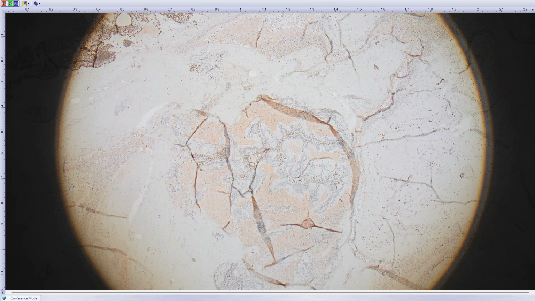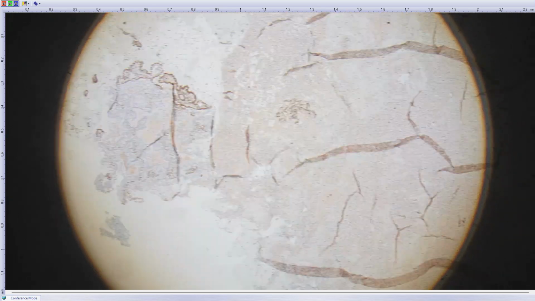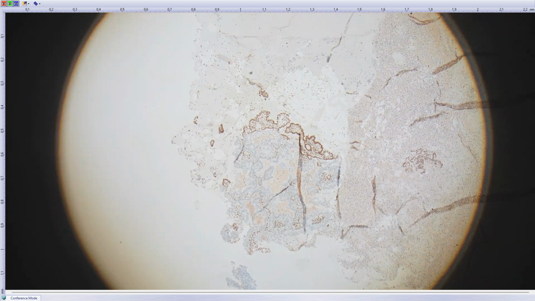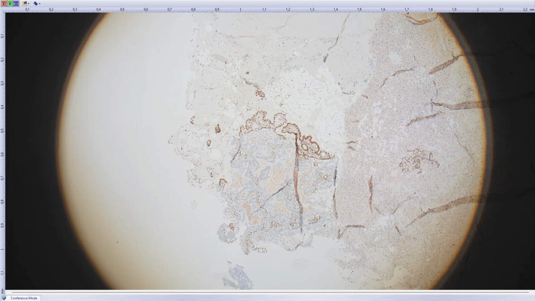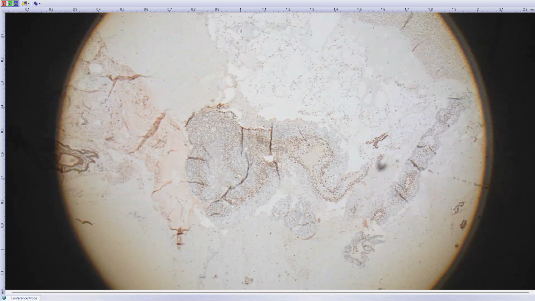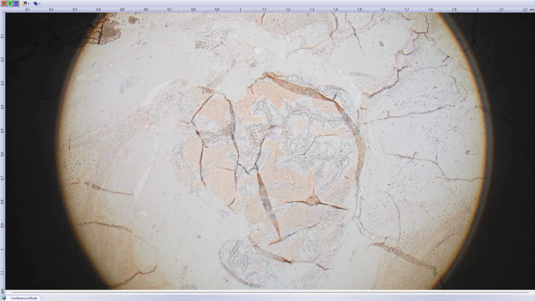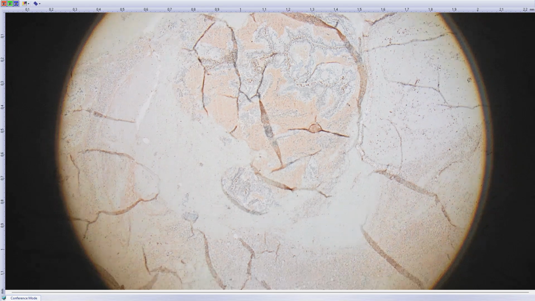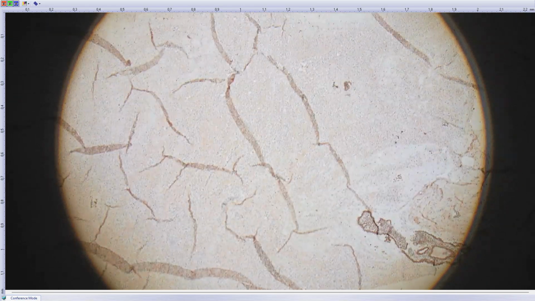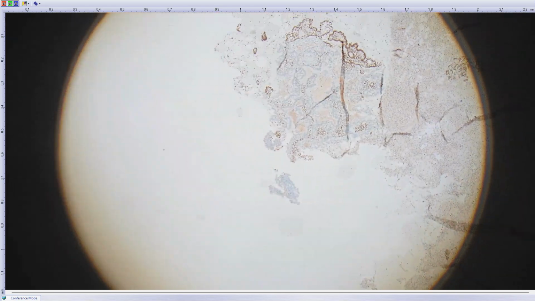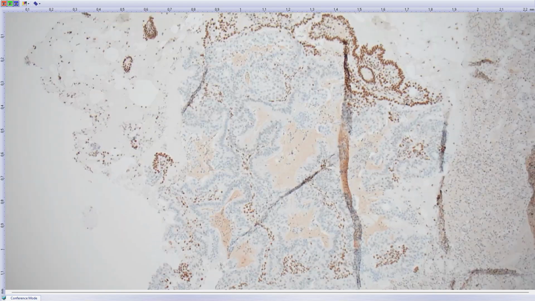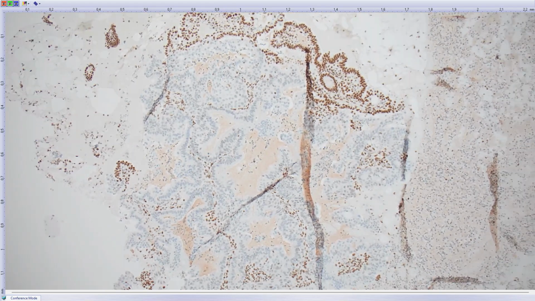The panel contains markers ARID1A, beta-catenin, PTEN, and MMR proteins. So these are the proteins corresponding to the genes which are frequently mutated in the endometrial carcinoma. This is ARID1A, and here we have the non-neoplastic lesion compared to what we now know is neoplastic.